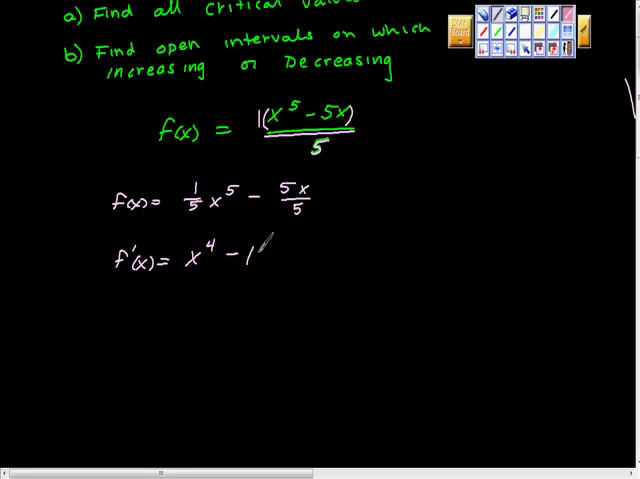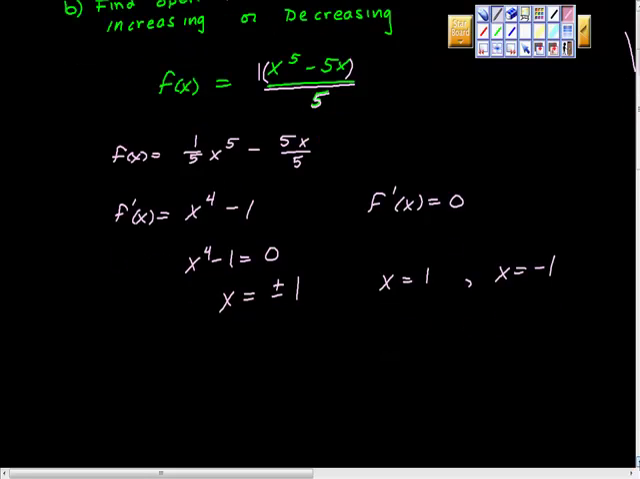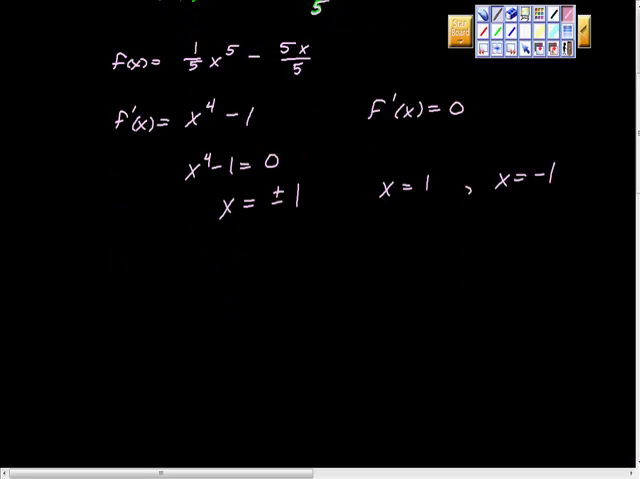We know that this thing doesn't have any domain issues. It's defined for all values of x. So we're going to set this equal to 0. What we're looking for, our critical values here, is when is this true? So if we solve this, x to the fourth power minus 1 is equal to 0. Just some algebra here. We'll get x is equal to either positive or negative 1. That is to say, x is equal to 1 or x is equal to negative 1. That should enable us to set up our intervals. So I'm going to set up our intervals here.